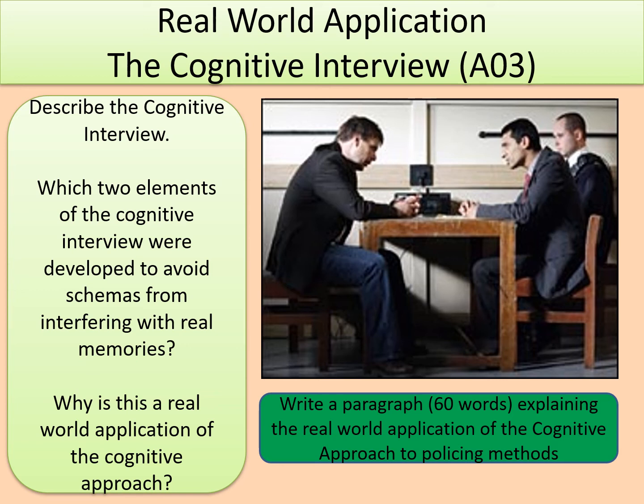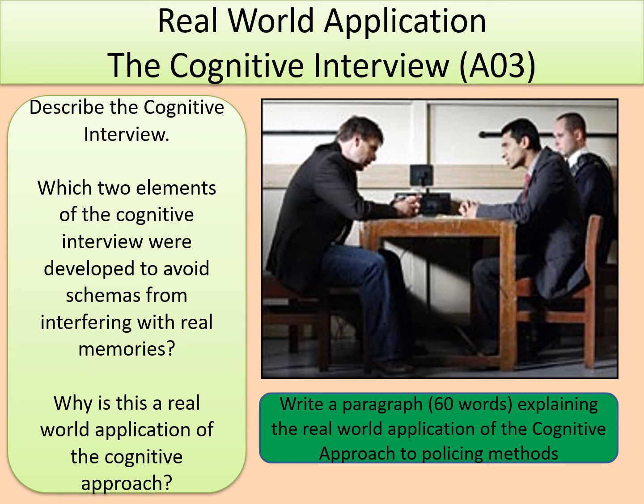Welcome back. I presume you have just put down report everything, context reinstatement, recall from changed perspective, and recall in reverse order. And 2 of those elements of the cognitive interview were developed through the cognitive approach to avoid schemas from interfering with real memories. So the 2 elements are recall from changed perspective and recall in reverse order. And the reason they help enhance recall and accuracy is because they're very, very difficult to do.